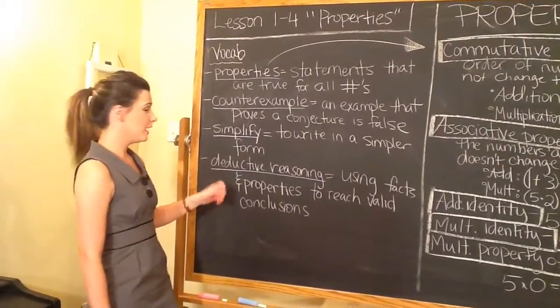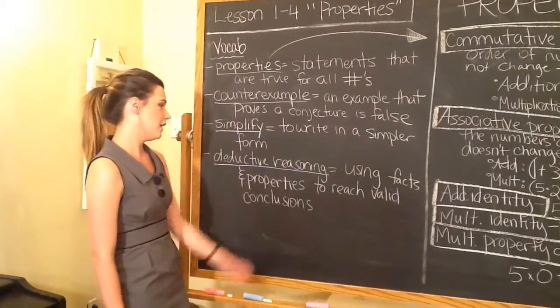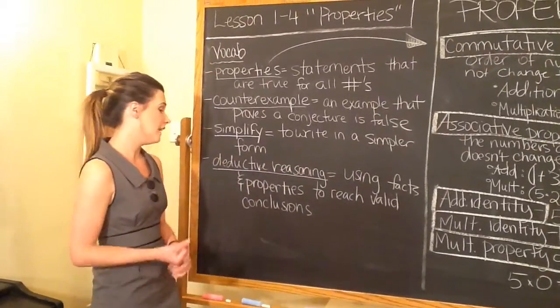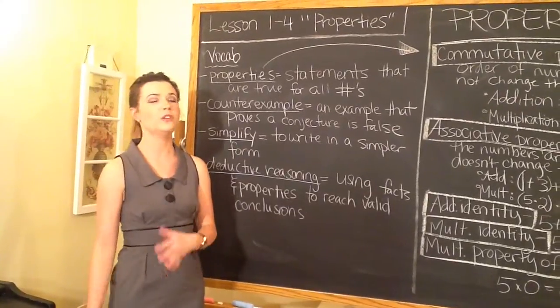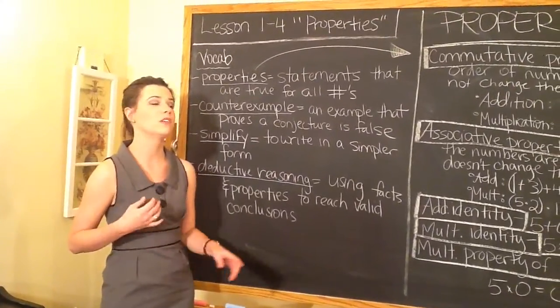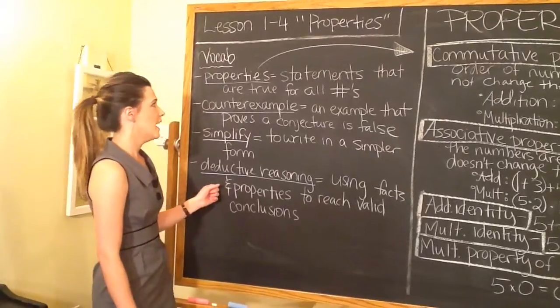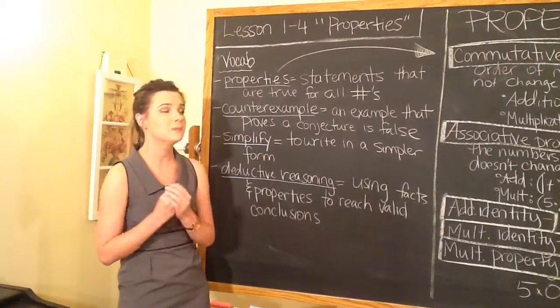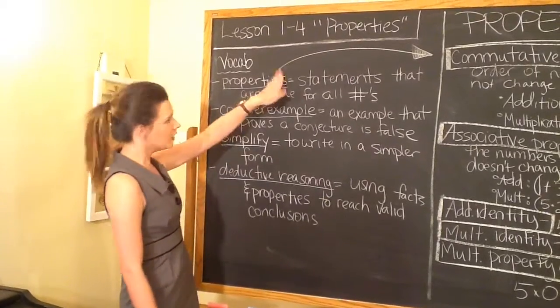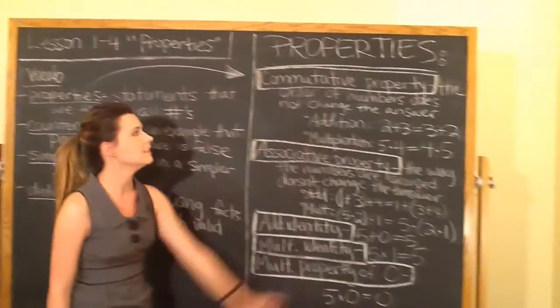The last important word is deductive reasoning. Deductive reasoning is using facts and properties to reach a valid conclusion. So we're not just guessing, we're using some rules and we're coming up with the answer from those. Now that the whole section is about properties, we're going to be talking about specific properties. So let's follow this arrow over here to our properties section.